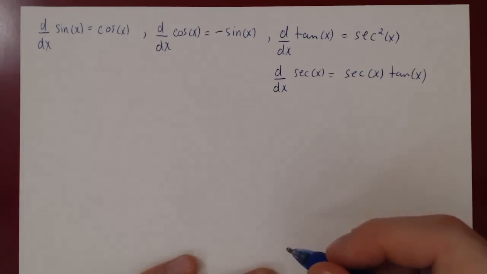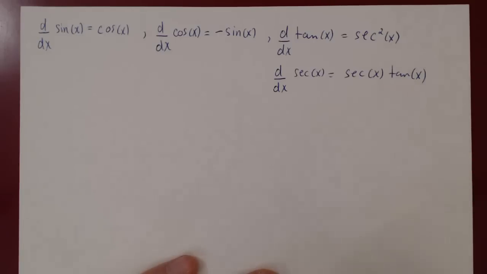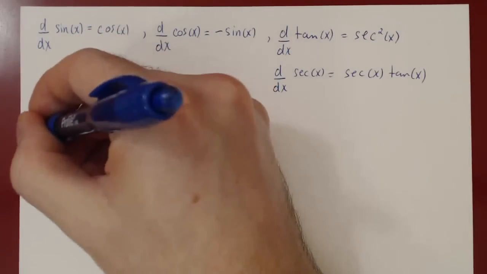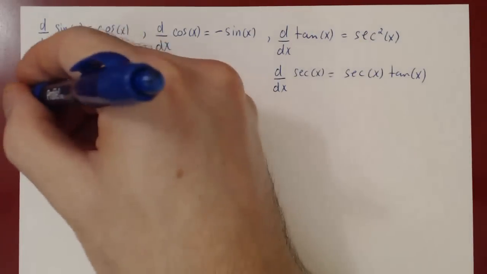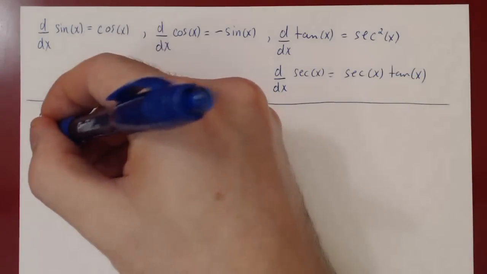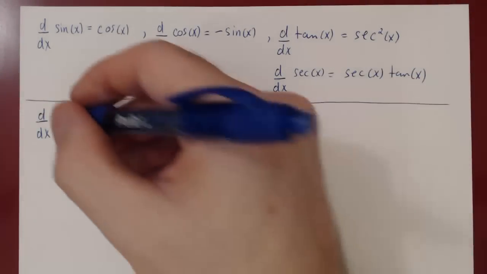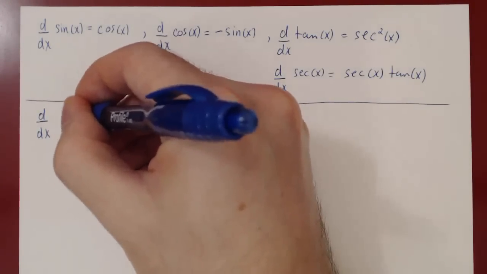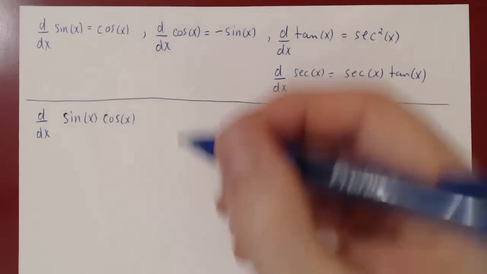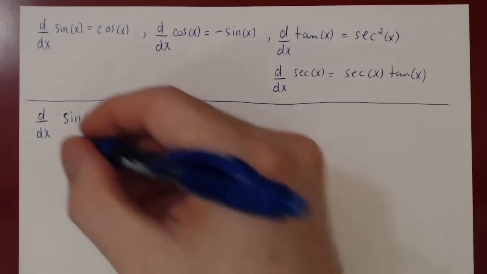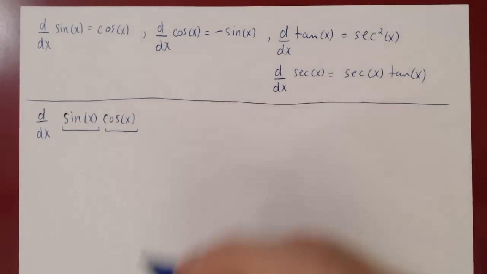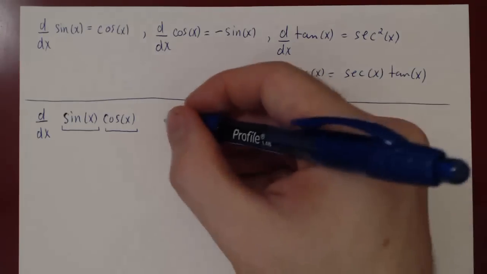Let's do an example first with, say, the product rule. What if we asked for the derivative now, so we'll leave this up here, of, say, sine of x times cos of x. We have a product, so we use the product rule. So the first function is sine of x times the second function cos of x.